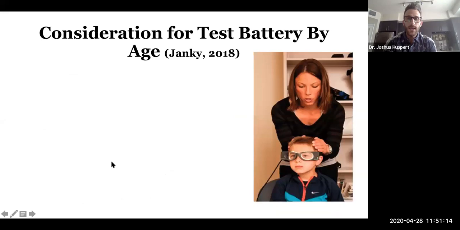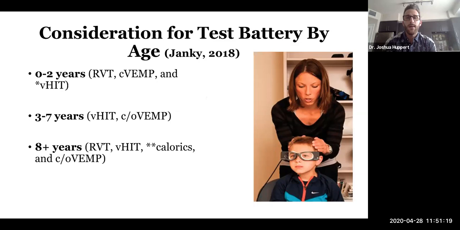I won't spend too much time on this, but this is the test battery I utilize in my clinic. So oftentimes at 0 to 2, if I do attempt any objective testing, it's usually rotational chair, C-VEMP, which is the cervical VEMP that looks at the saccule function, and then V-HIT, which is the video head impulse test. So very similar to that bedside test we did, but with V-HIT, with the goggles, we can actually get the vertical canals too. At 3 to 7 years, we may do V-HIT and both cervical and ocular VEMP.